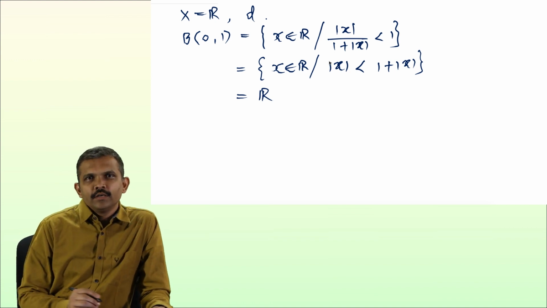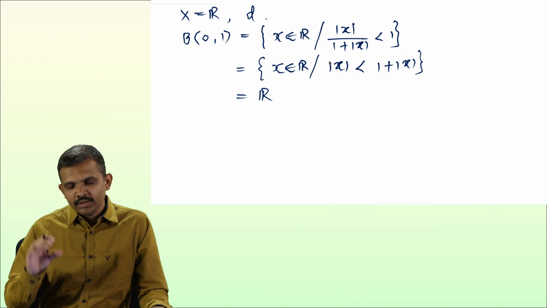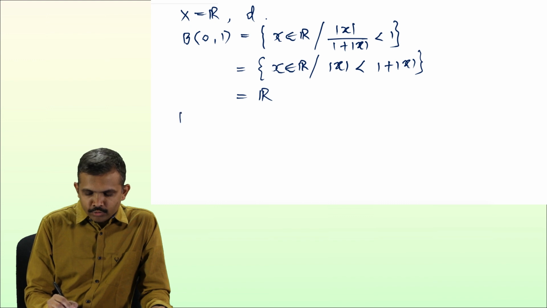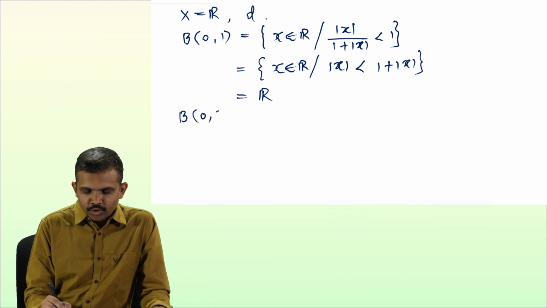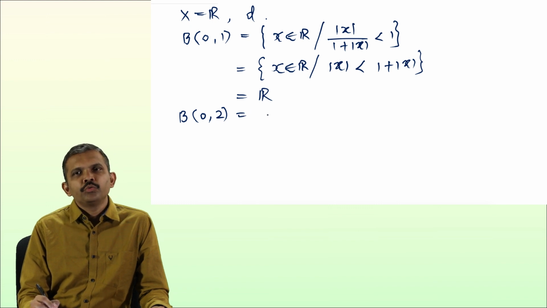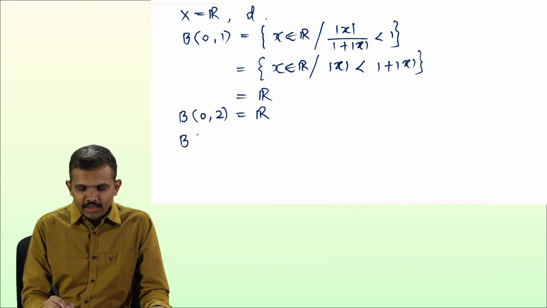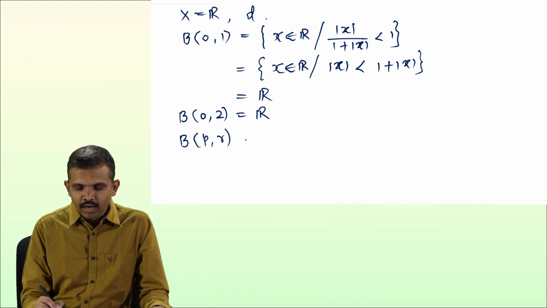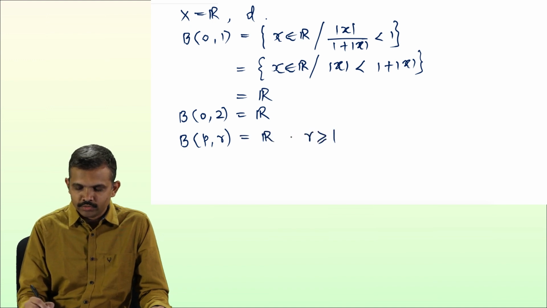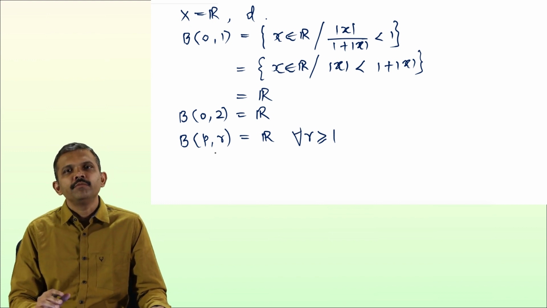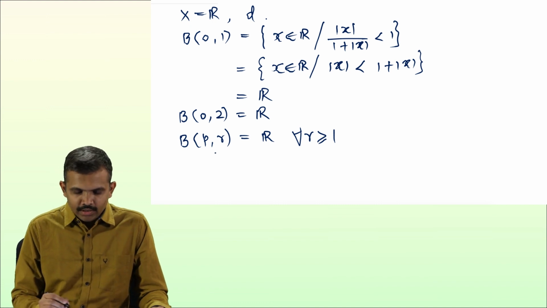So, let us consider some more examples in the same metric with different radii. For example, if I now work out B(0, 2), then I am sure you could have guessed the answer, that it is again going to be R. In fact, more generally I can make a statement that B(p, r) is going to be the full R for any r bigger than or equal to 1. So, for each r that is 1 or more, the open ball will be the full metric space.